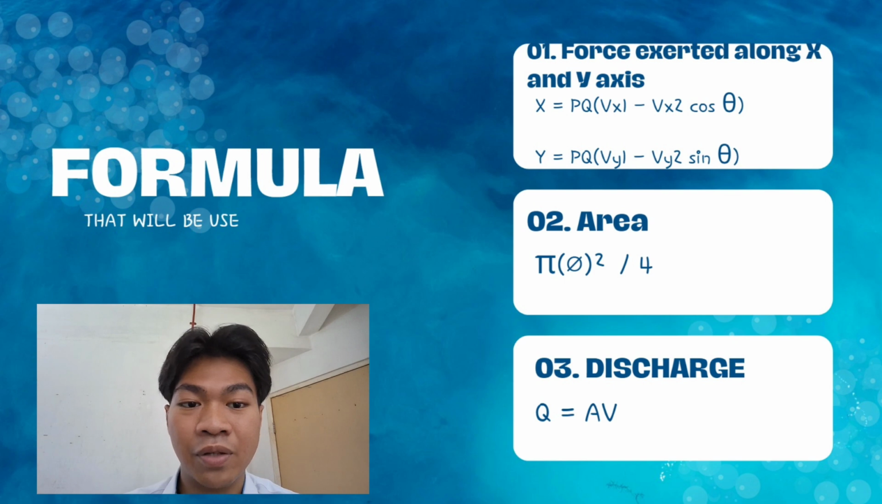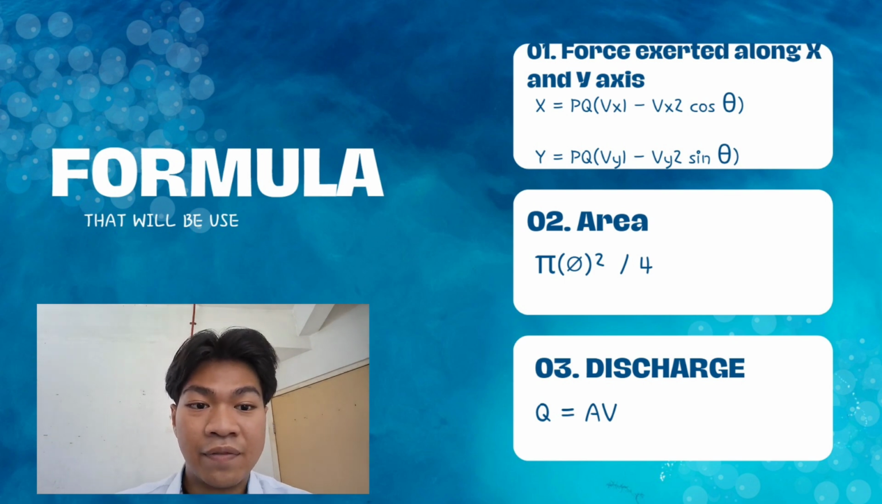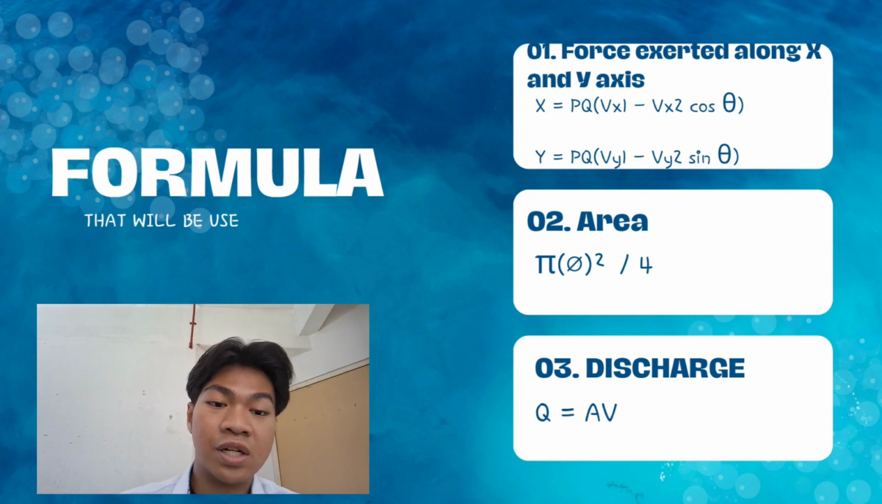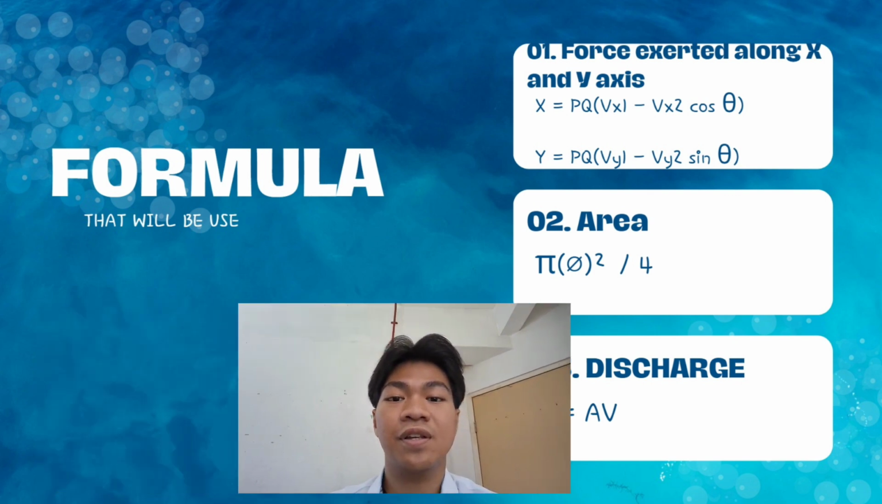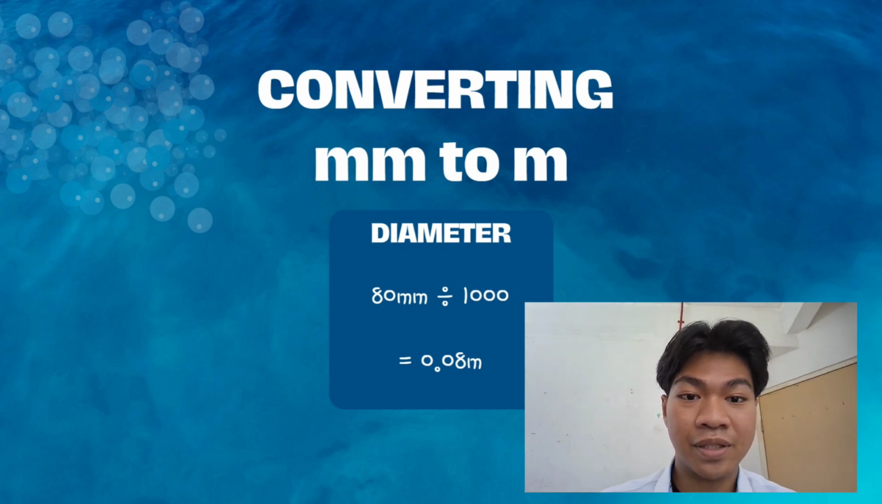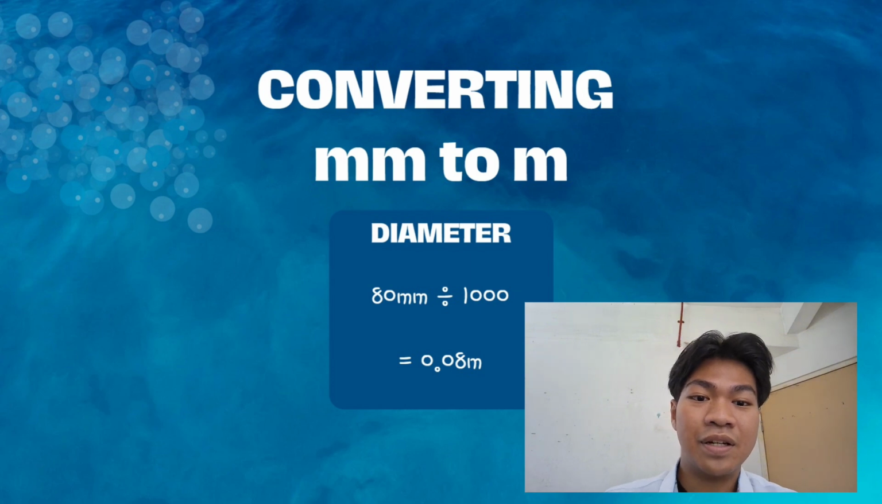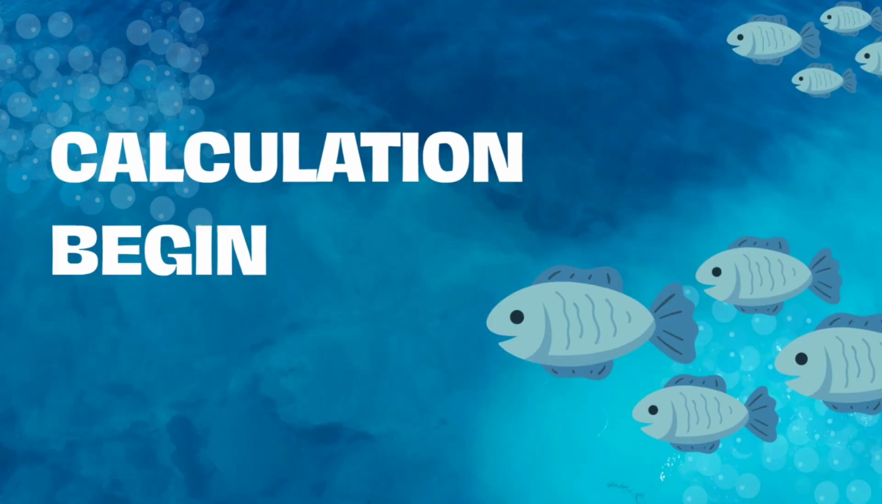Second, we need to find area by using the formula of pi diameter square divided by 4. And lastly, to find discharge, we will use the formula of Q equals A times V, where A stands for area and V stands for velocity. Before we begin our calculation, we need to convert the diameter, because the diameter was given in mm. So we divide 80 mm by 1000, so we get 0.08 meter. And now we can begin our calculation.